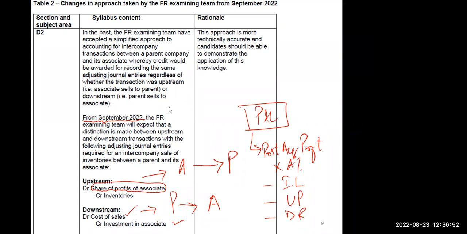And at the same time, this unrealized profit portion is available in the stock of the associate company. When we talk about the stock of the associate company, anything related to the associate should be adjusted in the investment in associate account, because we never do the consolidation for the associate company. So whatever adjustment we need to do in the books of the associate should be adjusted in the investment in associate account.